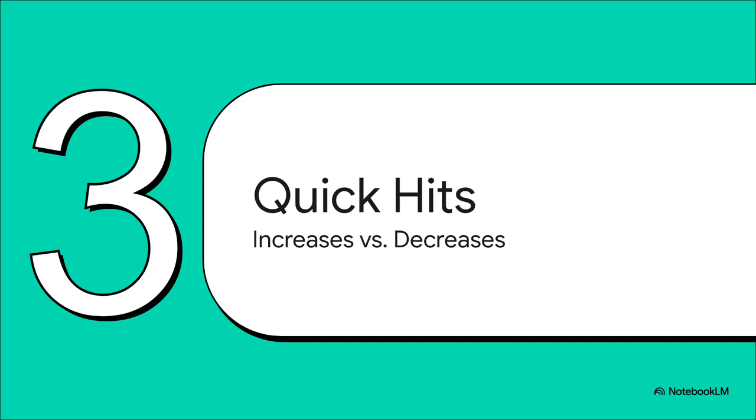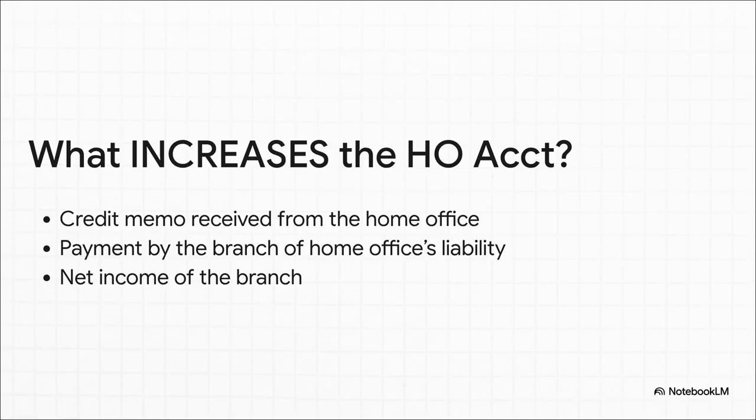Perfect. Now that you've got the core logic, let's do some quick fire rounds. This is going to help hammer these ideas home so they stick. We're just going to run through what makes those mirror accounts tick up or down. Okay, focusing on the branch's books. What makes that home office account go up? Well, we just saw one, a credit memo from the home office. What else? If the branch pays a bill for the home office, its obligation goes up. And this one's key, the net income of the branch. That profit belongs to the HO, so the branch's equity goes up.